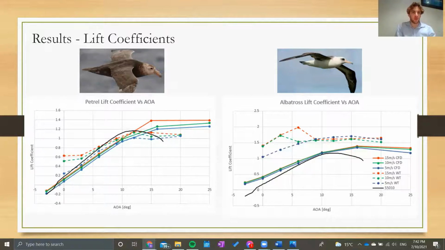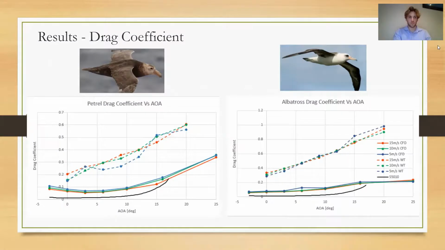For the petrel, all 3 sets of results are similar through the middle and low angles of attack. However, the petrel seems to stall later, and stalling doesn't decrease the lift coefficient as much as it does for the S5010 foil. For the albatross, the wind tunnel data is quite a lot larger, but the CFD and S5010 foil results are similar. Again, there is less loss of lift from stalling for the albatross wing compared to the S5010 foil.